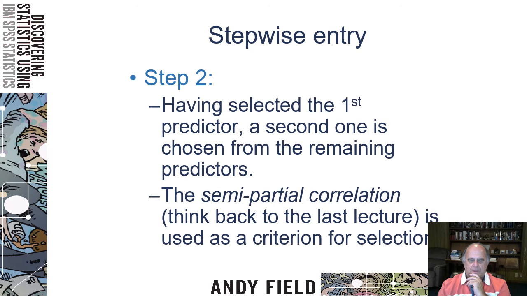Then in step two, having selected the first predictor, a second one is chosen from the remaining predictors. What it does is it looks for the best semi-partial correlation. So if you think back to the last lecture or two lectures ago, whichever one it was, when we discussed semi-partial correlations, it looks for the best semi-partial correlation given you're controlling for the first variable, and selects the best semi-partial correlation for the variable to enter at step 2.